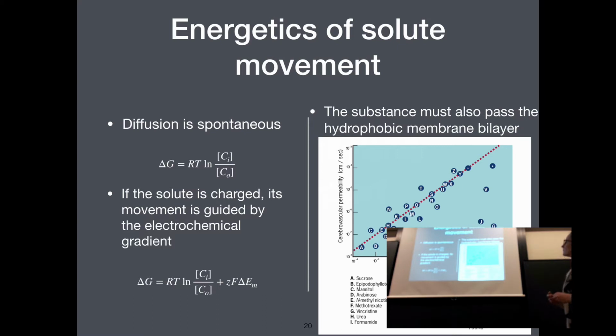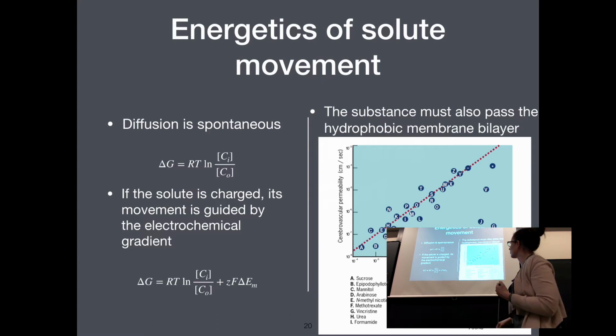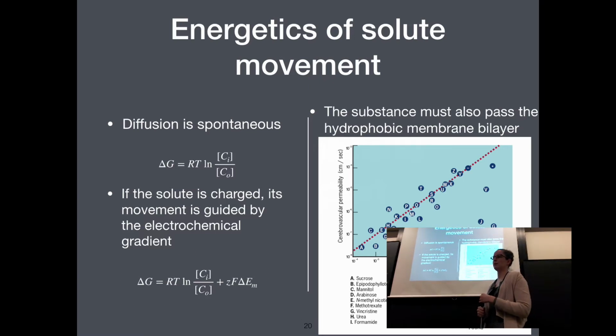The substance must be able to pass the hydrophobic membrane bilayer. And these are different compounds. Basically, what you can see is that the permeability in a specific tissue is directly correlated to the partition coefficient of this compound between water and octanol. So the more hydrophobic a compound is, the less likely it is to pass the membrane. It has to be hydrophobic enough to be able to pass the membrane.